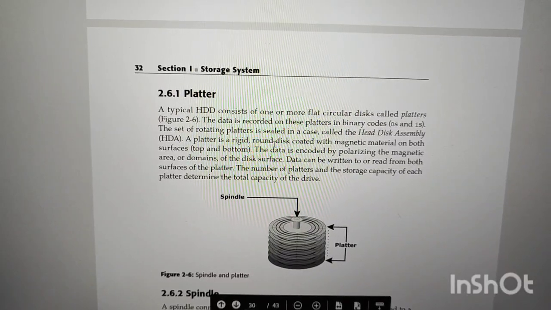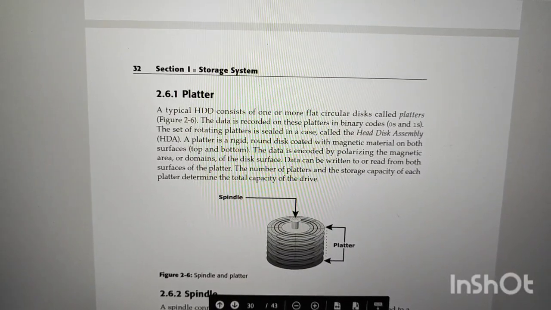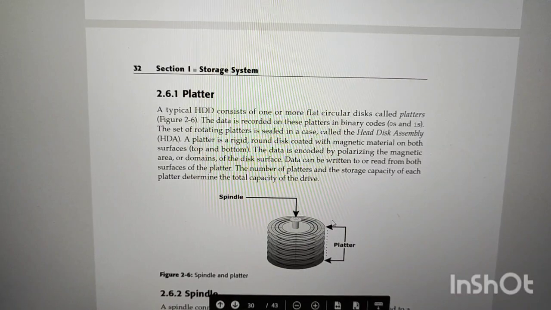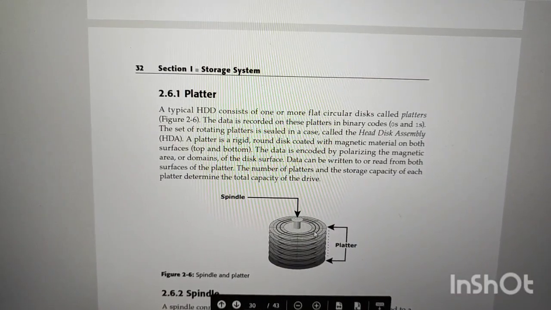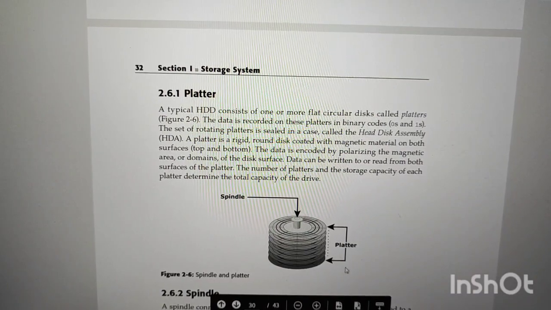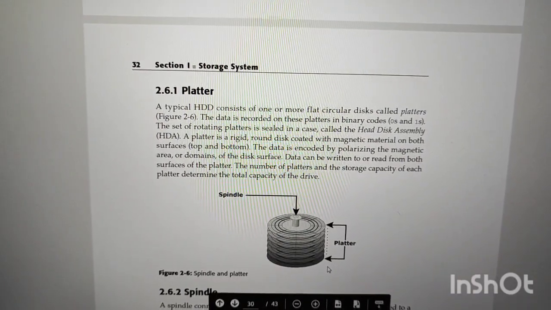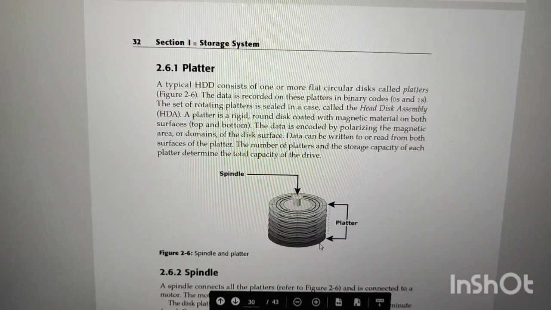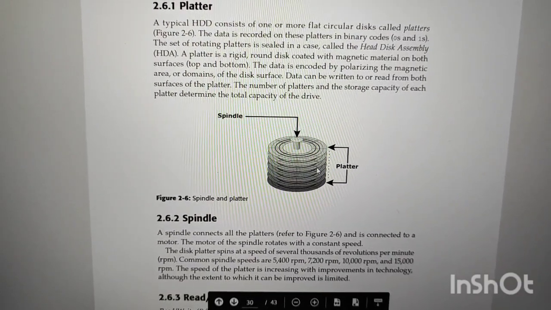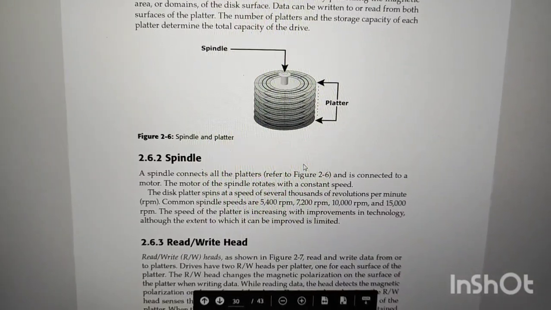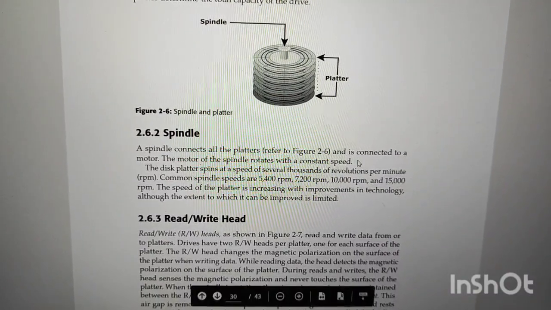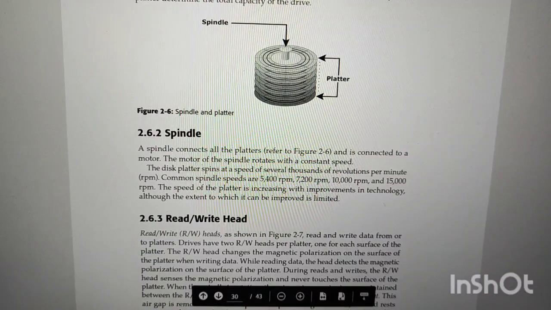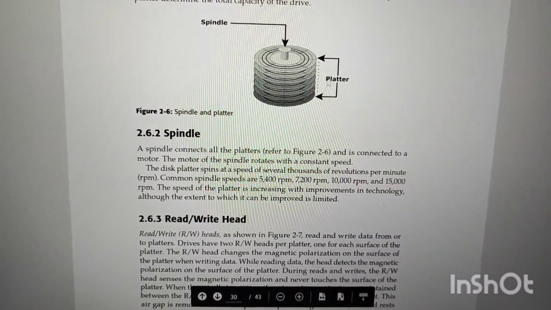The platter is a rigid round disk coated with a magnetic material on both the top and the bottom, and it is polarized. The number of platters and the storage capacity of each platter determine the total capacity of the drive. You have a spindle holding all the platters together. The spindle connects all the platters and is connected to a motor so that all of this can spin.